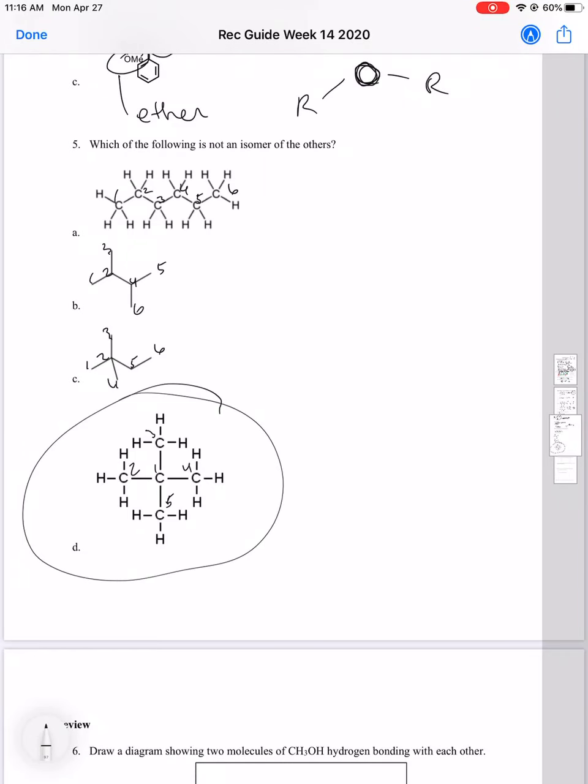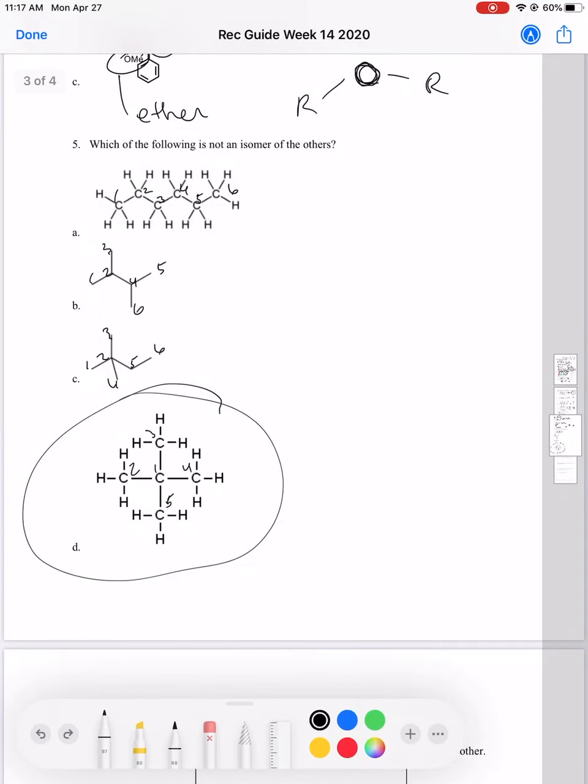All of these, we didn't count the hydrogens, but they all have the same number of hydrogens, and we know that because we have only single bonds and no rings or double bonds or triple bonds or oxygens. So we know those all have the same number of hydrogens, even though we didn't count them.